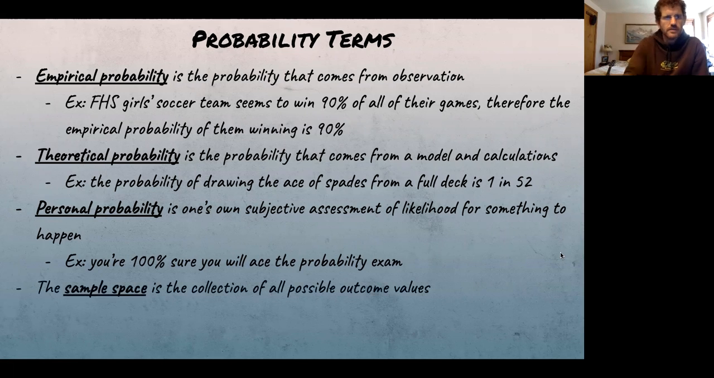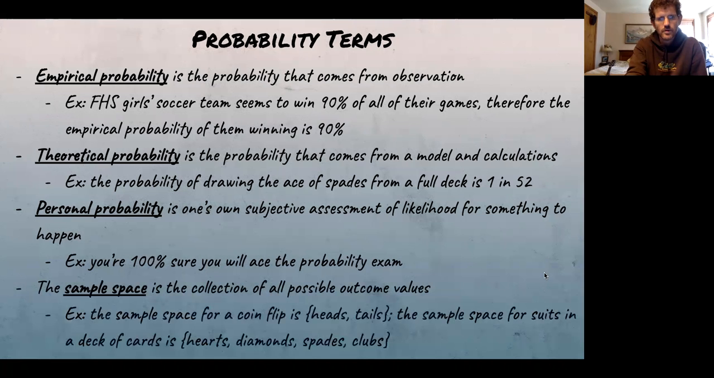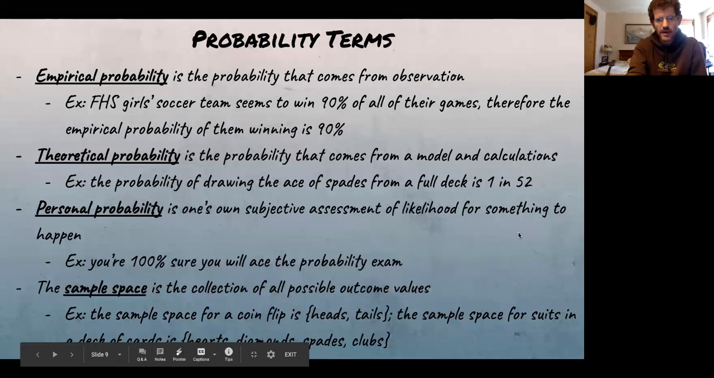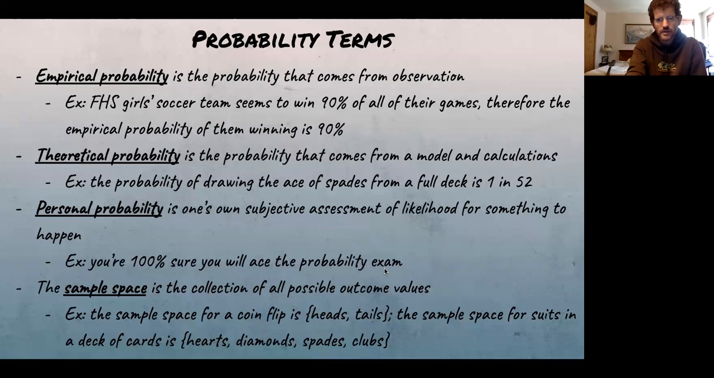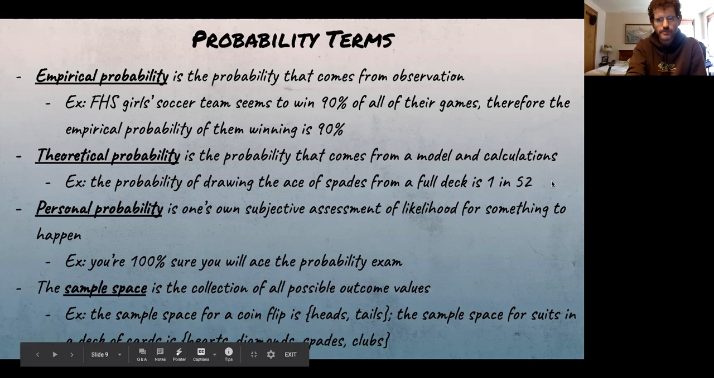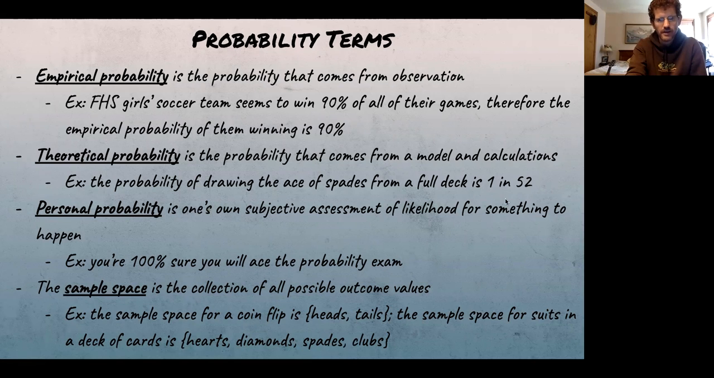Okay. The sample space. This is the collection of all possible outcome values. So the sample space for a coin flip is just heads and tails. It doesn't matter how many times you flip a coin, the only possible outcomes are heads and tails. The sample space for suits in a deck of cards is hearts, diamonds, spades, clubs. It doesn't matter how many cards we draw. These are the only 4 outcomes. So there we go. If you can enumerate all of the different outcomes, that's your sample space.